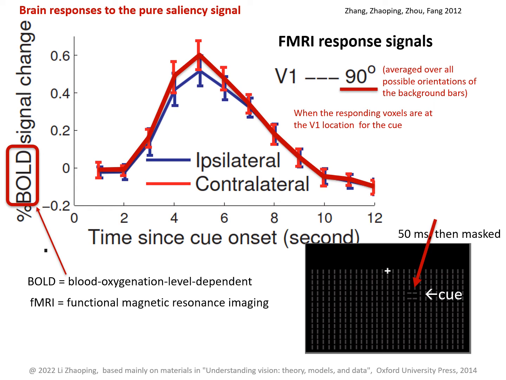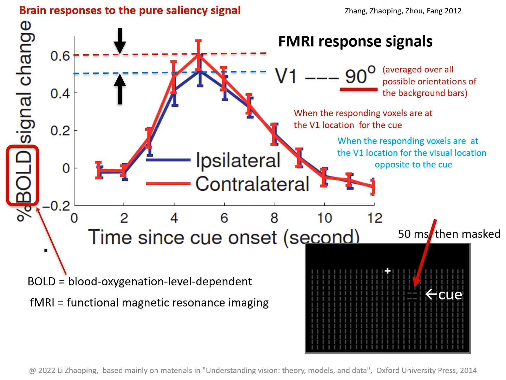The red curve is the time course of the response starting from the cue onset during the trials when the cue is at that location. And the blue curve is the response during the trials when the cue is at the opposite lateral side of the visual field location. And let's take this difference as a measure of the V1 signal to the input saliency of this cue.